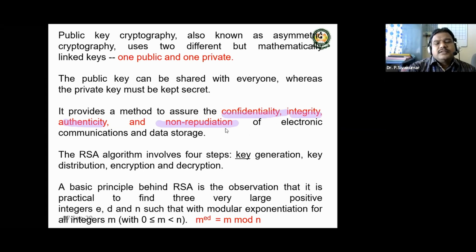So can you give in the chat box how to deploy confidentiality in the public key cryptographic algorithm? You can give the answer in the chat box. Then only I will understand whether you all understand the concept. How to provide confidentiality in the public key cryptographic system.